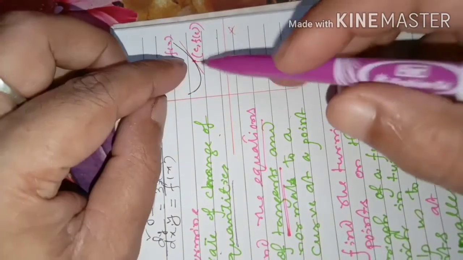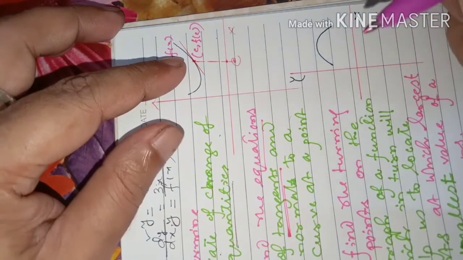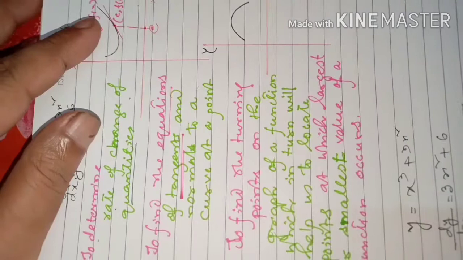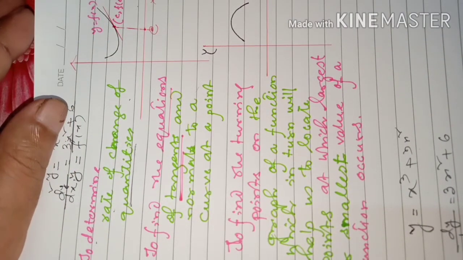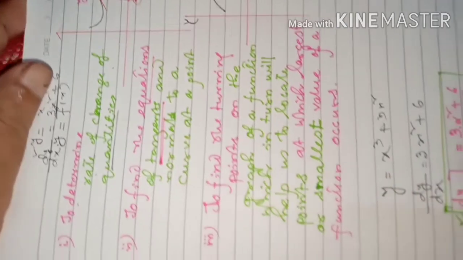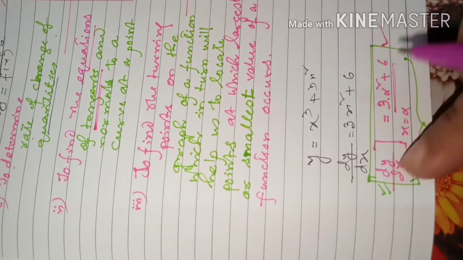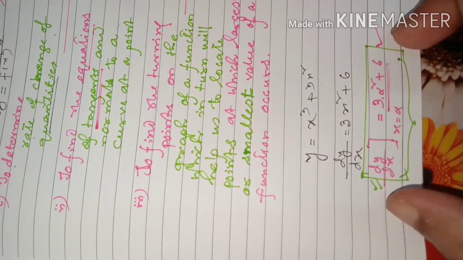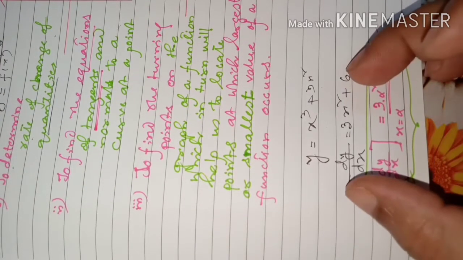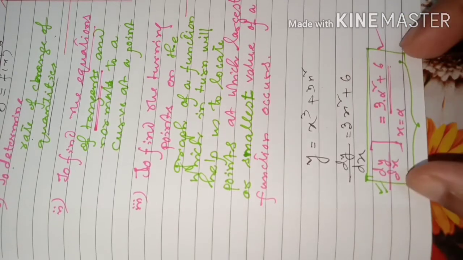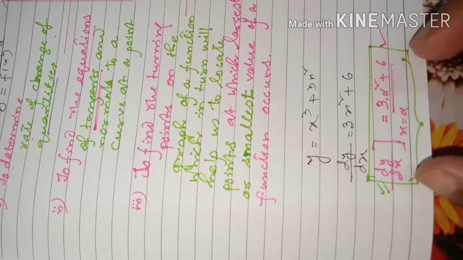At a particular point when we need the equation of the tangent, we can use derivatives there also, because dy by dx at a particular point is the rate of change of the first quantity with respect to the second quantity. So that rate of change can represent the equation of the tangent at a particular point.